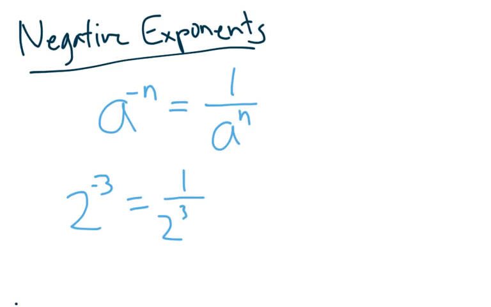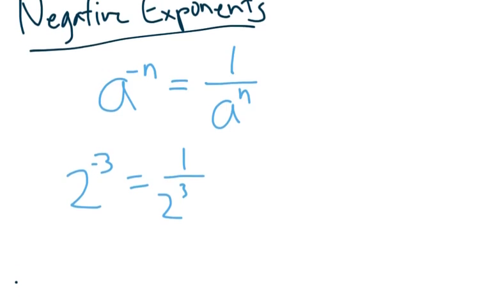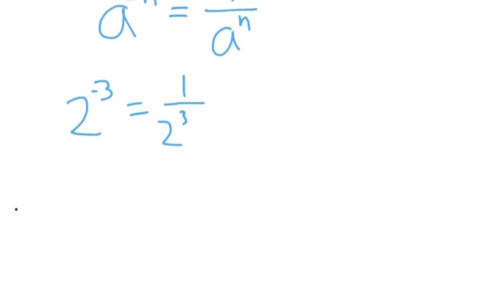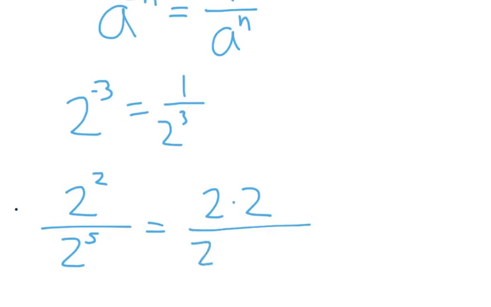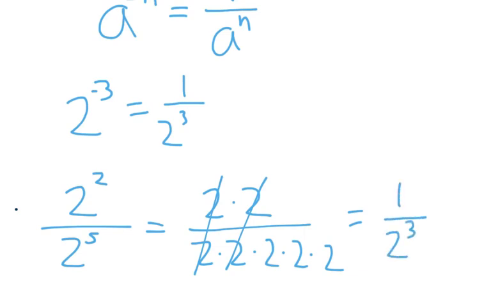Now you might be wondering, why does this work? So let's try to think about it using some of our rules. Let's say we had something like, I don't know, 2 squared over 2 to the 5th. Well, if we were to expand that out, we would have 2 times 2 over 2 times 2 times 2 times 2 times 2, right? 2 2's in the top, 5 in the bottom. Well, we start canceling some of them out, we're left with 1 over 2 cubed.